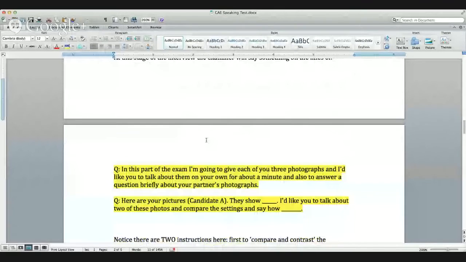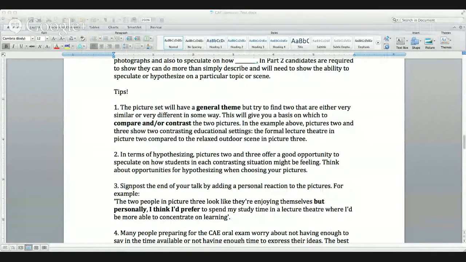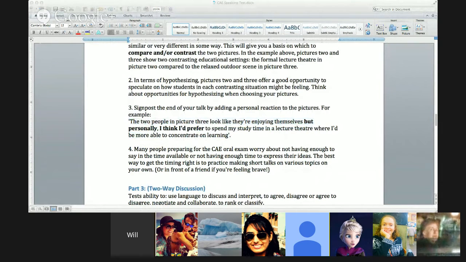So, big tips here. There's a general theme in these photos, and the easiest thing to do is compare and contrast between the pictures. You don't want to just describe what's in the pictures, you want to make connections between them. It's also nice to have a personal experience at the end. So you might say the two people in the picture look like they're enjoying themselves, but personally I think I would prefer, and then you can fill in whatever you want. So let me put up an example of the pictures.